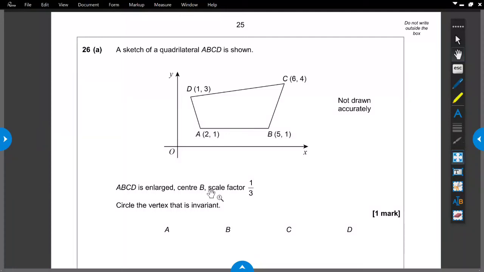Invariant means that it doesn't move. It stays the same as where it is, or this coordinate doesn't change. It's enlarged, so it's getting bigger or getting smaller from centre B. The scale factor here is actually irrelevant. It doesn't matter what the scale factor is, it would always be the same point, which is invariant.